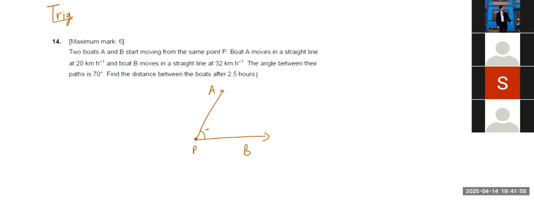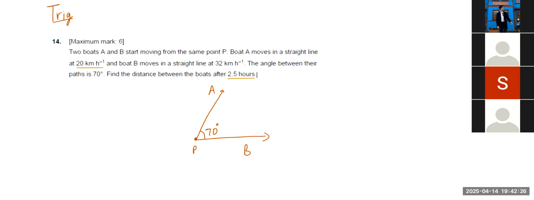So this is a tricky question, but they don't have distances given to you. That's the trick. So what you should do is find out the distances. How do you guys think I can find out the distance that A will move at this speed in 2.5 hours? Hmm? If I give you speed and time, how do you find distance, basically? Anybody? Is it speed times time?